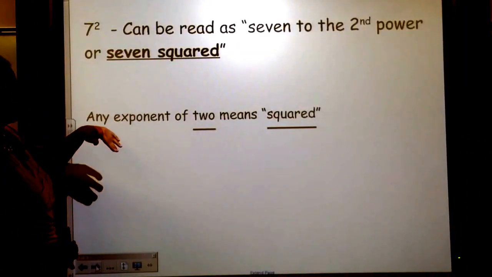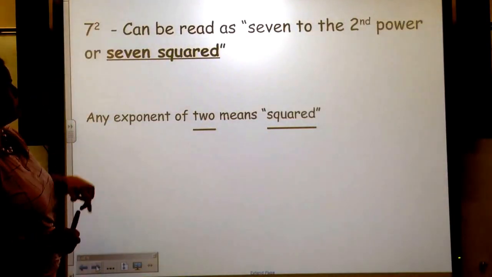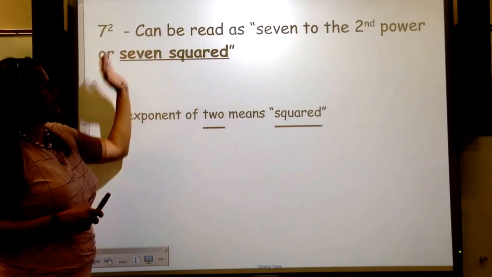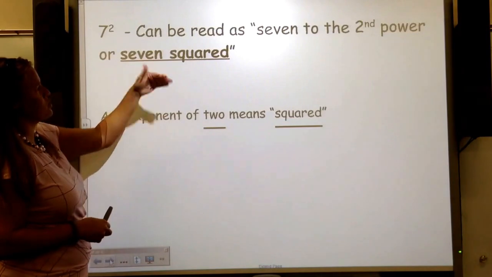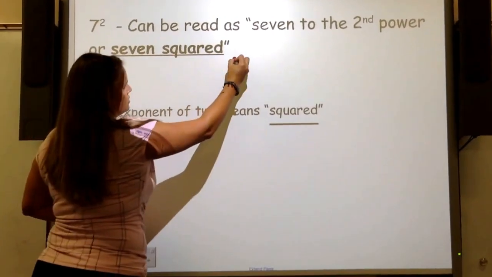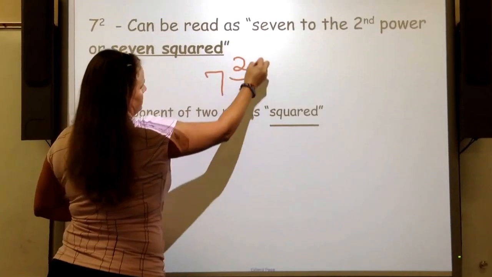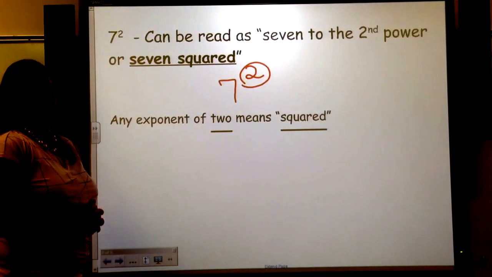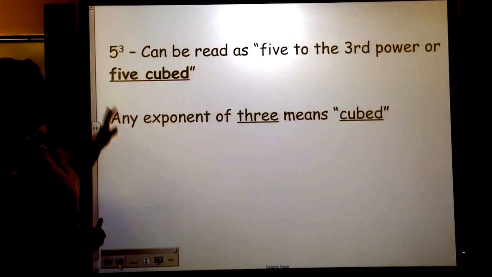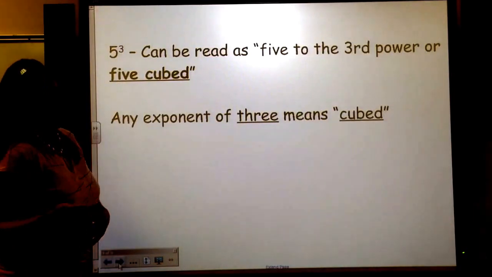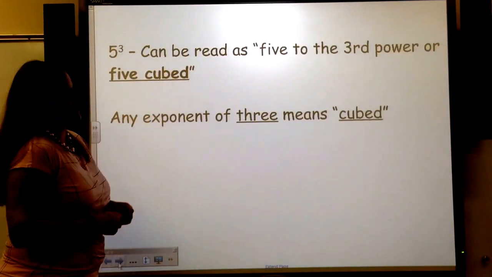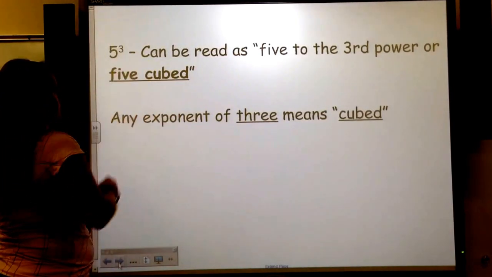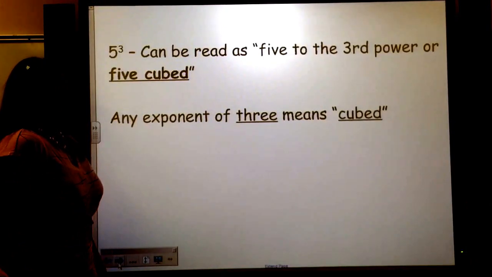Our last two notes, 7 to the 2nd power, can be read as 7 to the 2nd power or 7 squared. So you just know that whenever you hear either of those two, 7 to the 2nd power or squared, that means that the base is to the exponent of 2. So any exponent of 2 means squared. And then same with a 3. With the 3, you can say 5 to the 3rd or cubed, because the 3 dimensions is the 3rd. And any exponent of 3 means cubed.